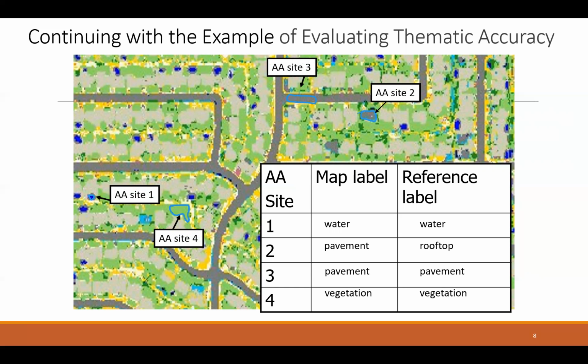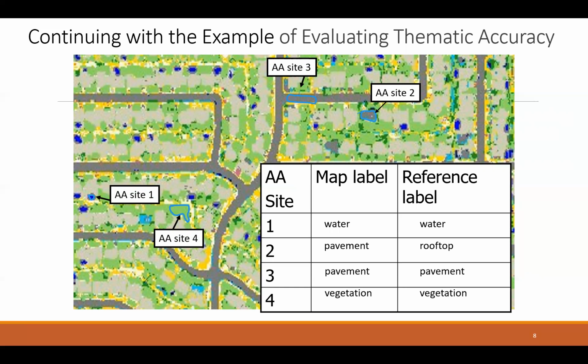So that's a match, right? That would be in the major diagonal. If you look at sample site number 2, the map says it's pavement, but when we went to the reference data, it was actually rooftop. So that would be an off diagonal element. That would be an error off of the major diagonal in your error matrix.